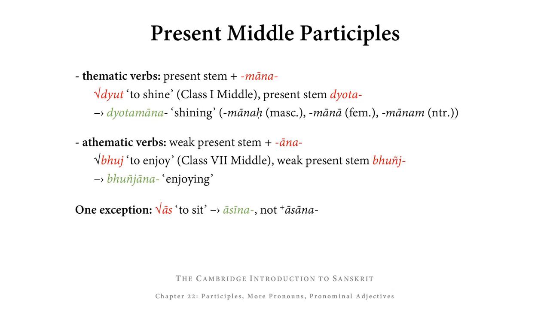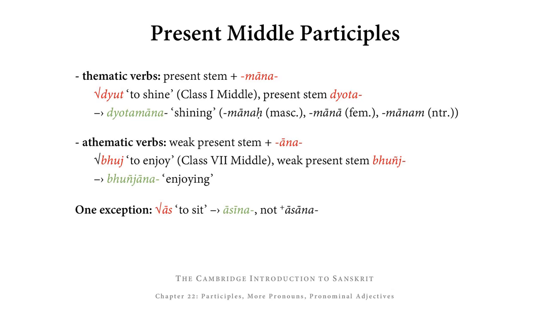So let's look at present middle participles. These are formed of verbs that also in their finite forms normally take middle endings. Remember, some verbs mostly take active endings, others mostly take middle endings. Those that mostly take middle endings in their finite forms also mostly have middle participles. Of thematic verbs, we form these participles by taking the present stem and adding mana. Of athematic verbs, we take the weak present stem and we add ana. So, for example, of dyut, to shine, which is class 1, we take the present stem dyota and then add mana to give us dyotamana, meaning shining.